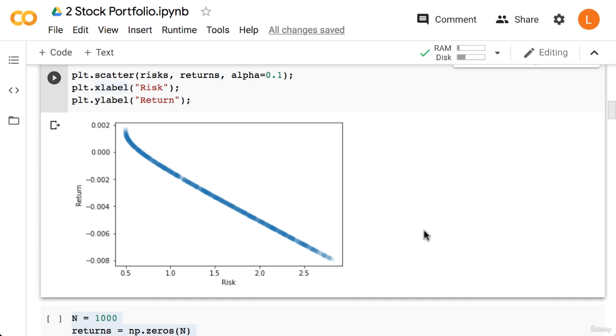Also recognize what the limits of this curve are. At the top end, we have the return for the second asset, about 0.002. At the bottom end, we have the return for the first asset, about negative 0.008. Therefore, these correspond to when we are only invested in either the first or second asset. Every point in between is a portfolio where we have a combination of the two assets.